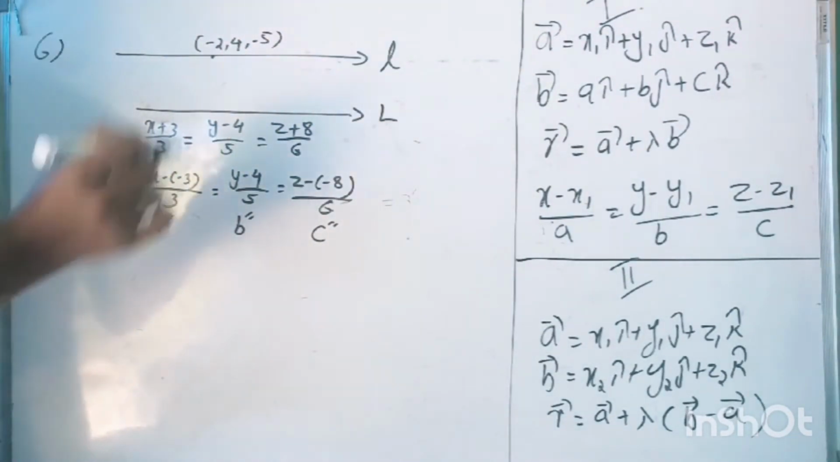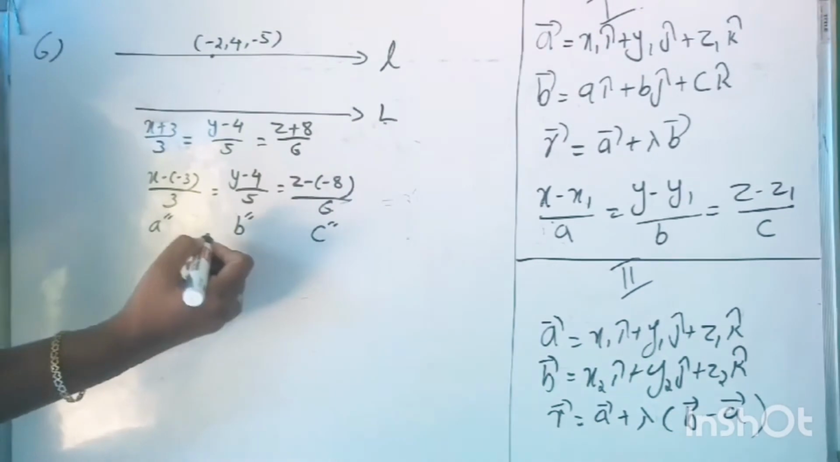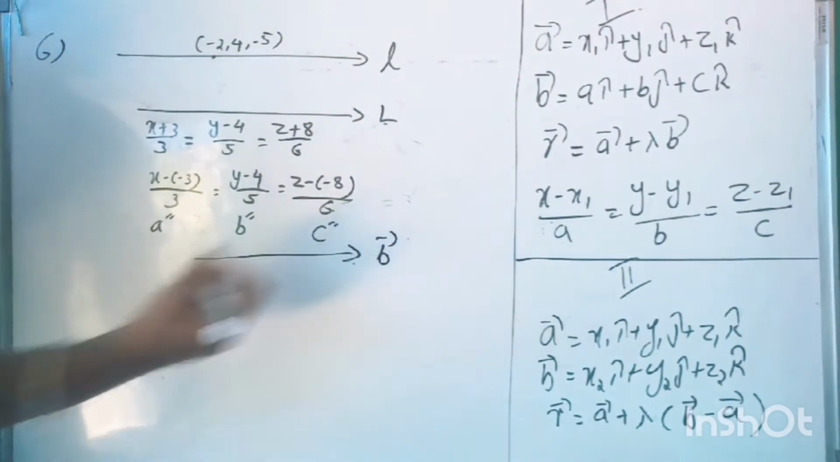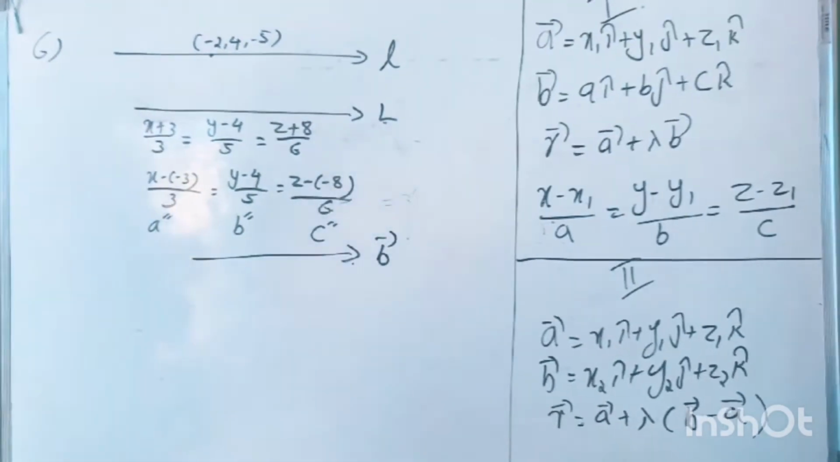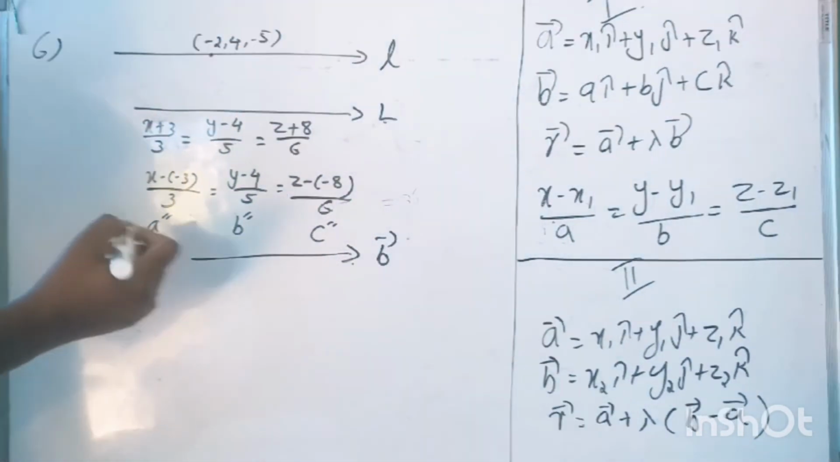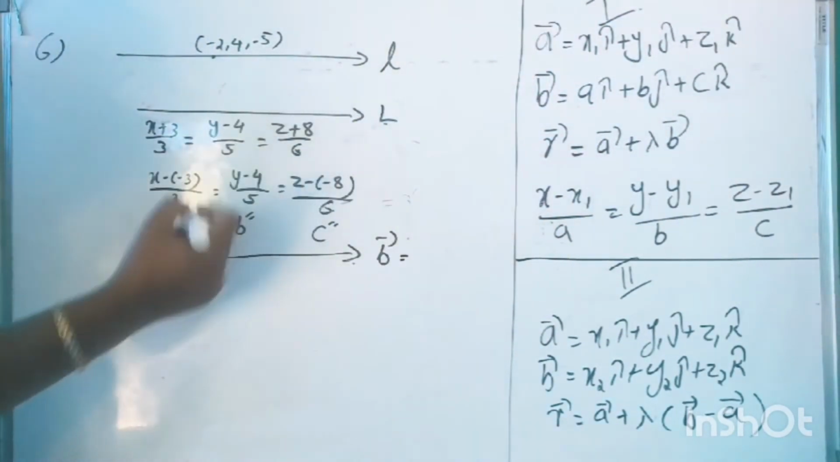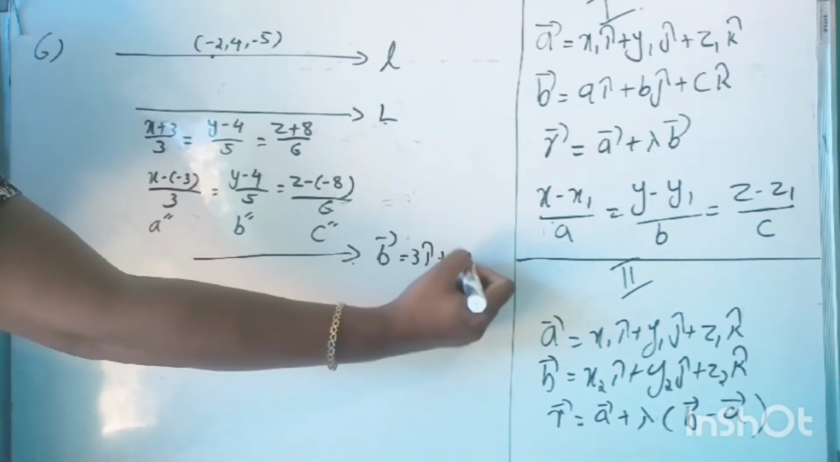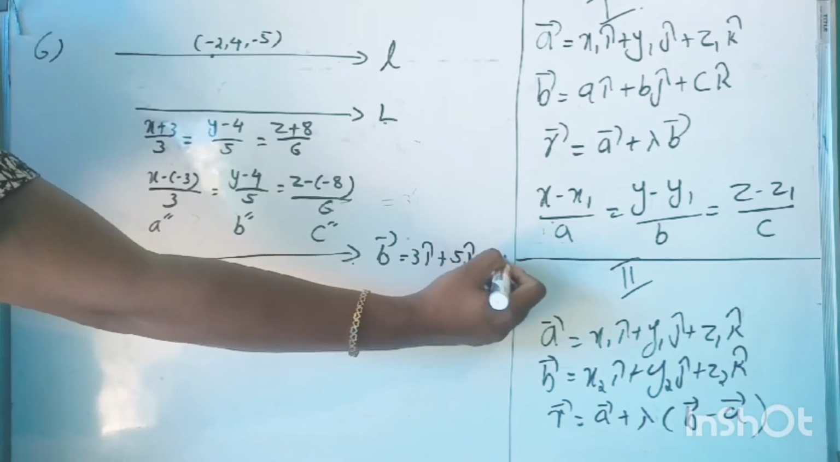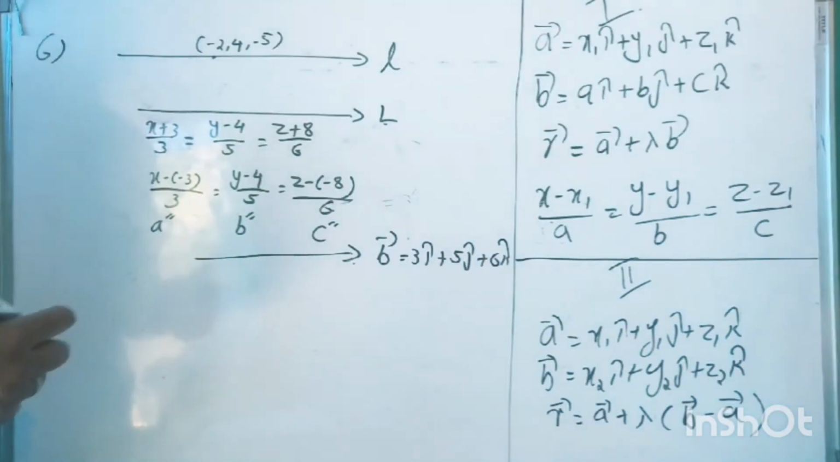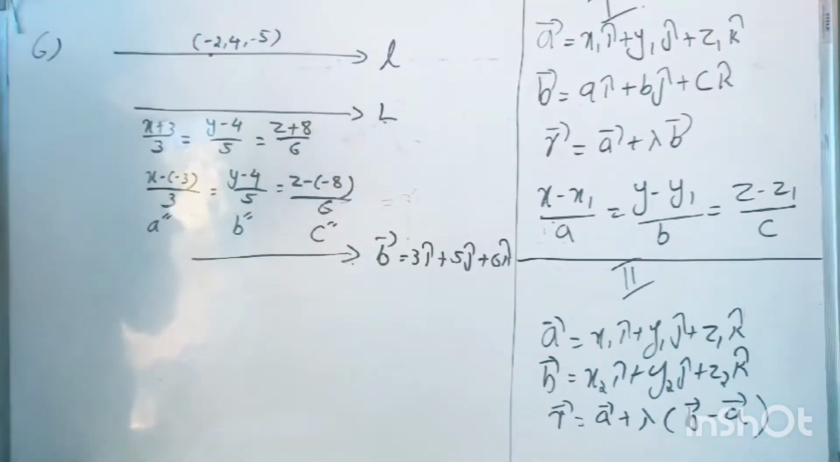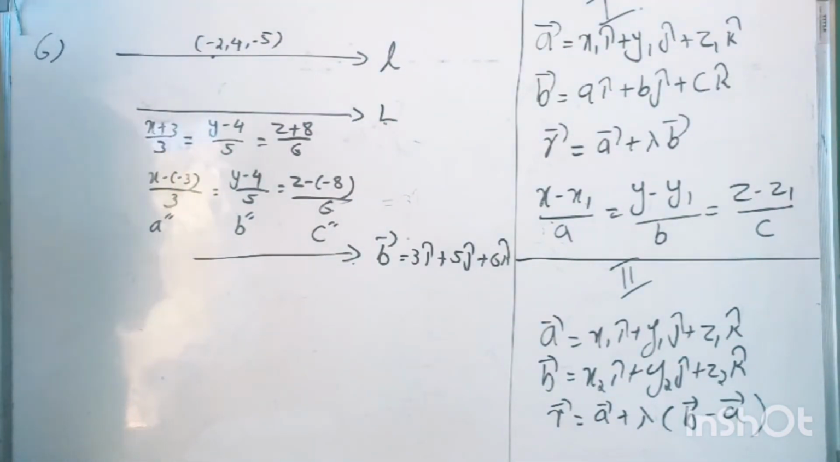B vector is a vector which is parallel to this line capital L. And we got that B vector. B vector is 3i plus 5j plus 6k. So we got our B vector. This small letter l is parallel to our capital letter L that is given in the question.